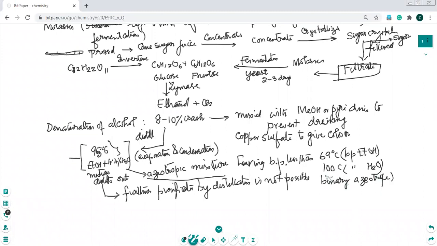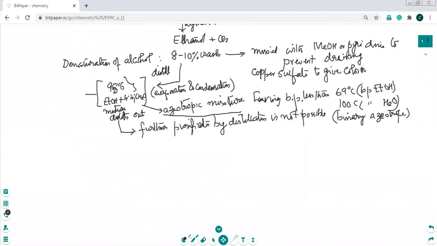Now we look at the physical and chemical properties of alcohols. I think by that time it will be over. Anyway, let me go ahead.